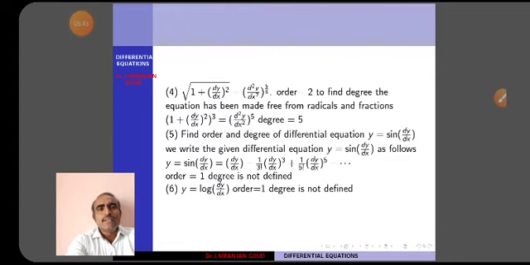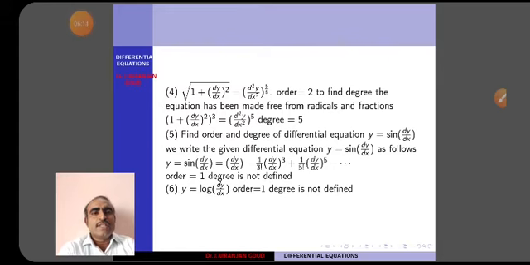To find the degree, first the equation has to be made free from radicals and fractionals. So raise the power up to 6 on both sides. You will get (1 plus (dy by dx) whole square) power 3 is equal to (d square y by dx square) whole power 5. So the degree of the highest order derivative is 5. So in this equation, order is 2, degree is 5.